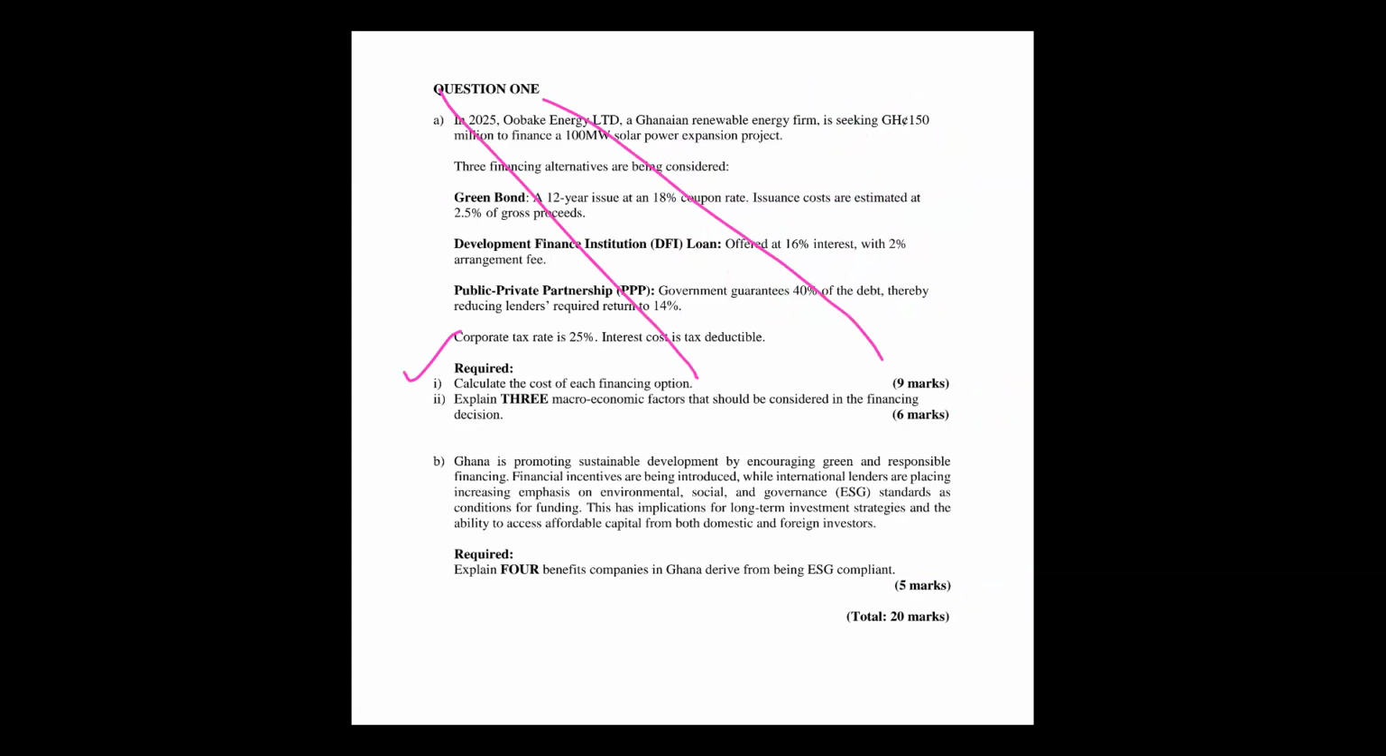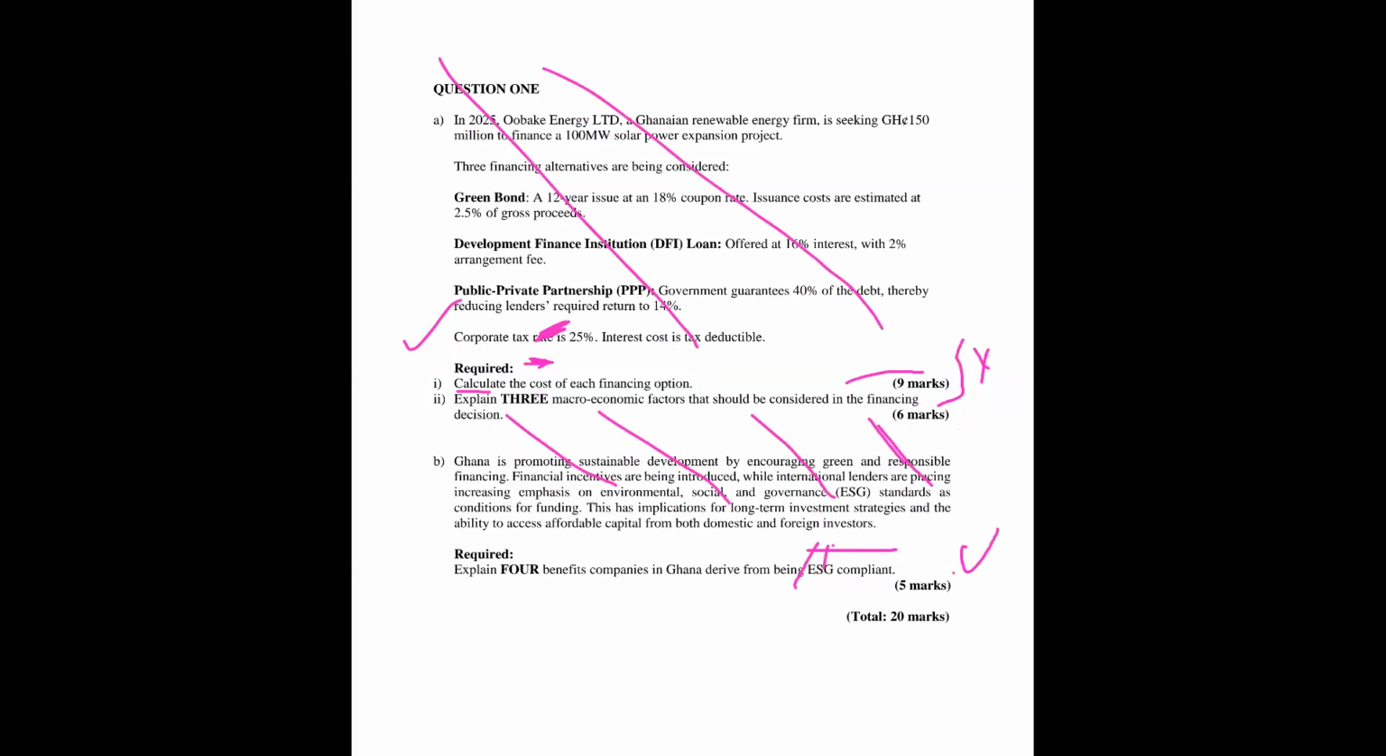Calculate the cost of each financing option. The cost. And I've told you FR is calculation, FM is formula work, if it's calculation. So this cost means there must be a formula to get the cost. Explain 3 macroeconomic factors that should be considered in financing decisions. Okay, that's it. So that's the B, 15 marks here. Then the B, I'll not read all this. Within the 15 minutes, I'll not read this. Explain 4 benefits companies in Ghana derive from ESG compliance. Right? That is environmental, social, and governance compliance. That's the 5 marks, part of the first part. I'll not read this. Then I'll move on to the next.